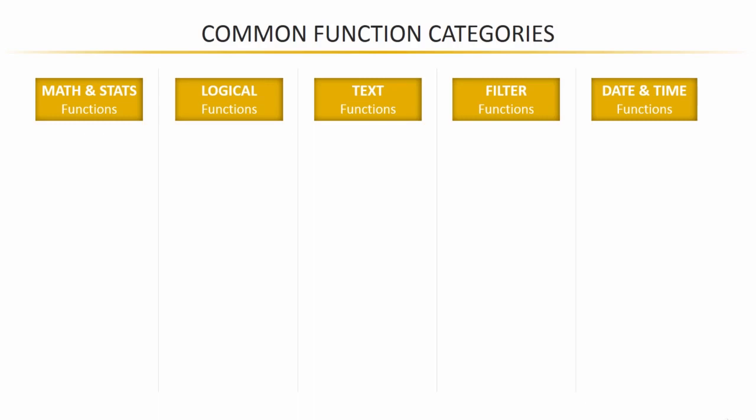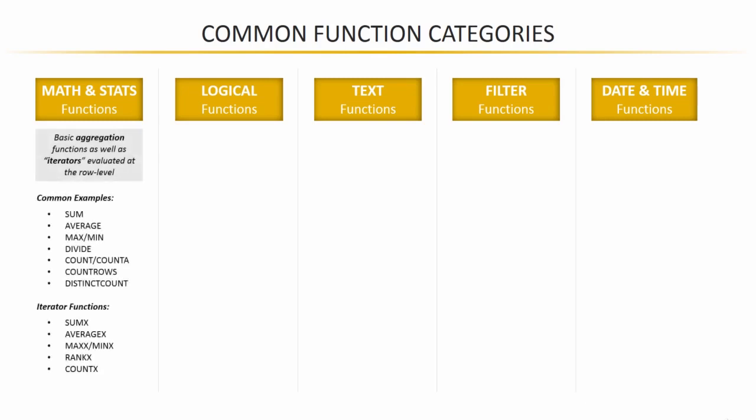But basically, in the math and stats category, you've got your basic aggregation functions: sum, max, min, average, count, etc., plus some interesting DAX formulas called iterators, which actually evaluate row by row. Sometimes those are called X functions because they all end in an X: SUMX, AVERAGEX, RANKX, MAXX, etc. And for Excel users, those work just like a SUMPRODUCT. More on that to come.